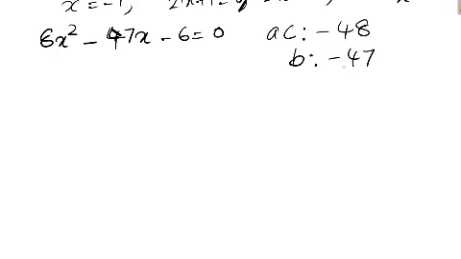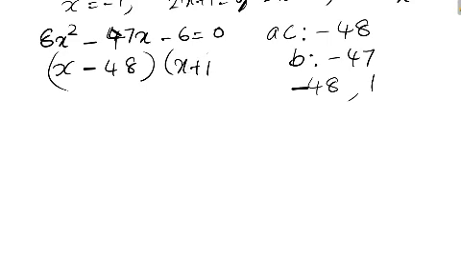You have to think about the factors of negative 48. So there are negative 48 and positive 1, because negative 48 into 1 is negative 48 and negative 48 plus 1 is negative 47. Okay, then if the coefficient was 1, we could easily write x minus 48 into x plus 1 is equal to 0.